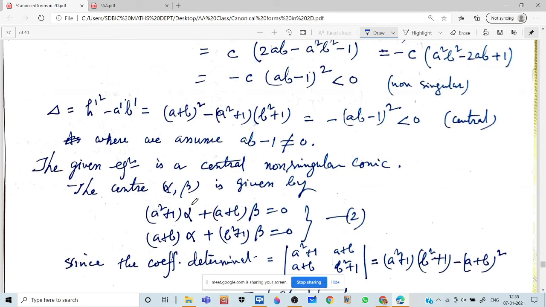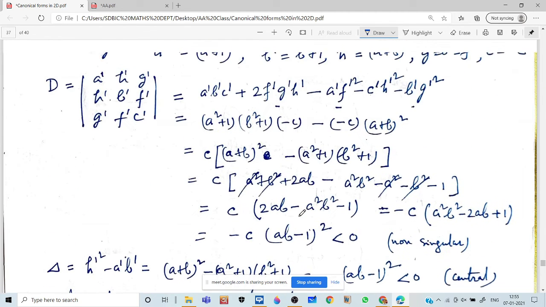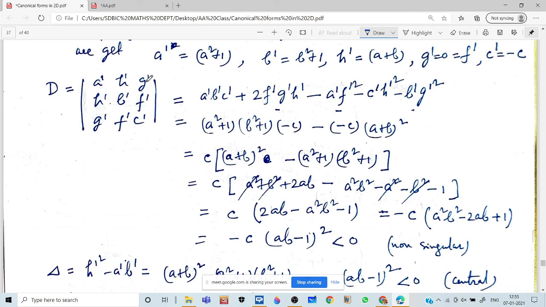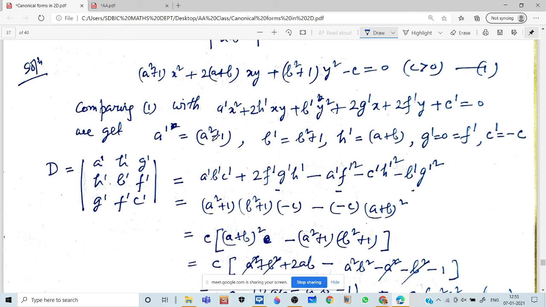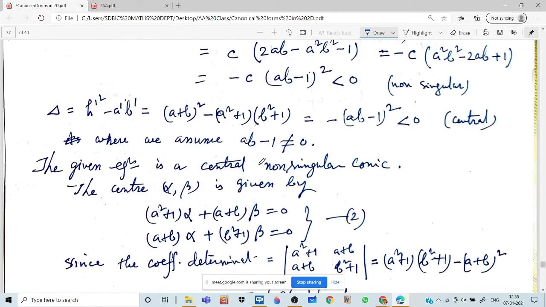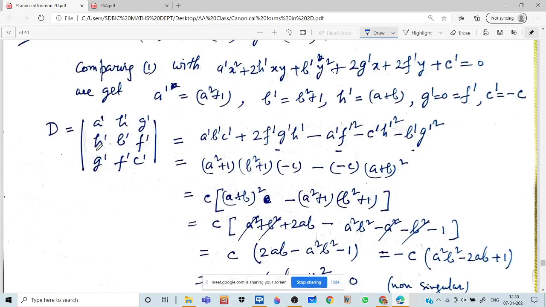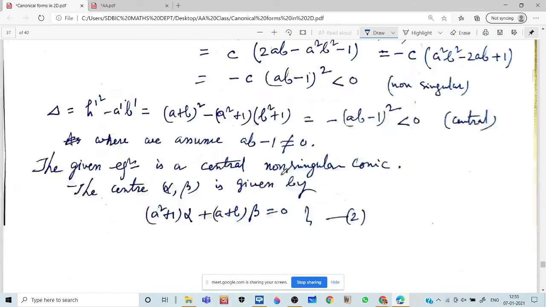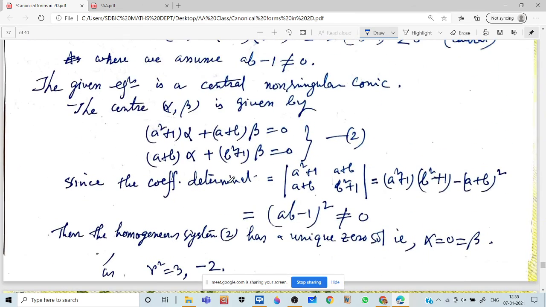So you may put the result in: (a square plus 1) alpha plus ab beta is equal to 0. Here a dash is a square plus 1 into x, b dash is b square, and g dash is equal to 0. So we get this alpha plus this beta equal to 0, and h dash x plus b dash y plus f dash equal to 0, because here f dash is 0, so the term is this.